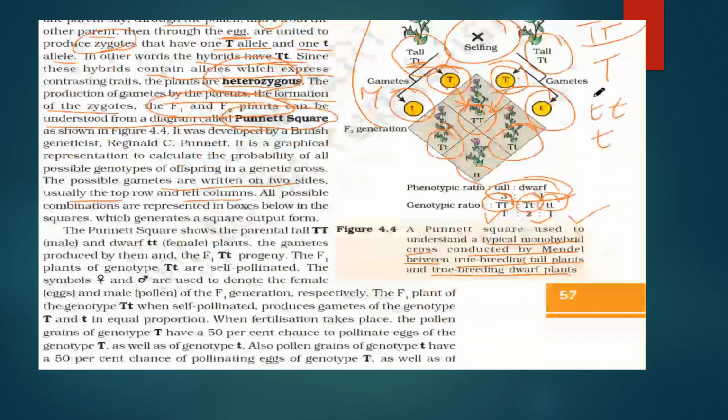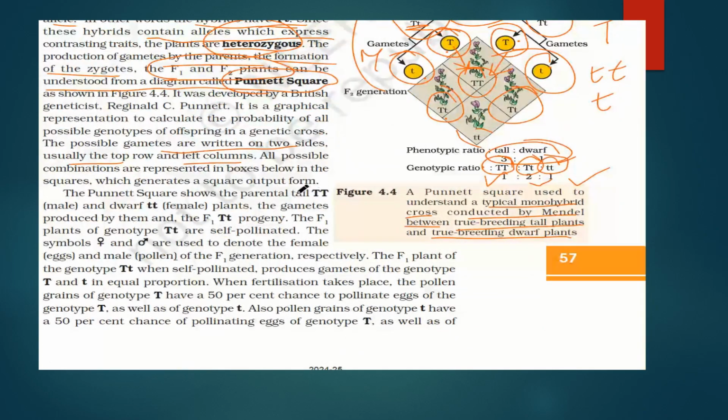Okay. Similarly, in the F1 generation, the dominant tall plant is male and the recessive was female. The gametes produced by them in the F1 progeny are T and t. Again in the F1 progeny, the Tt are self-pollinated. The symbols of female and male are used to denote the female eggs and the male in the F1 generation respectively. So you denote the male with this one symbol and the female with this one. And in the F1 the genotype is Tt.